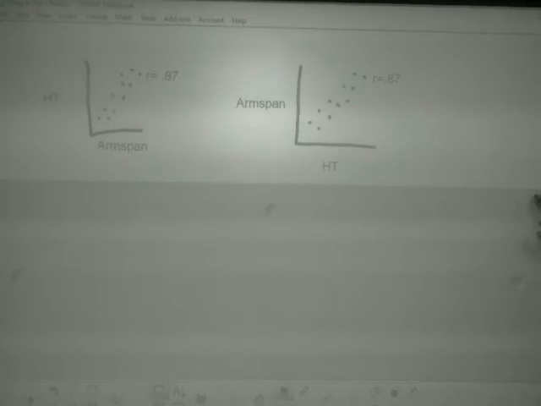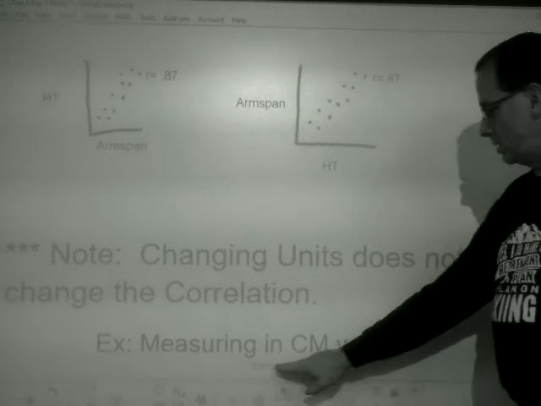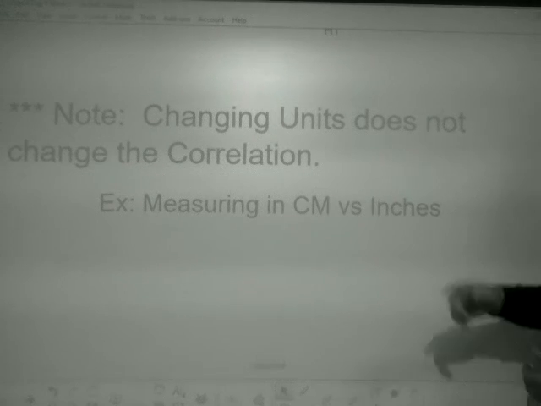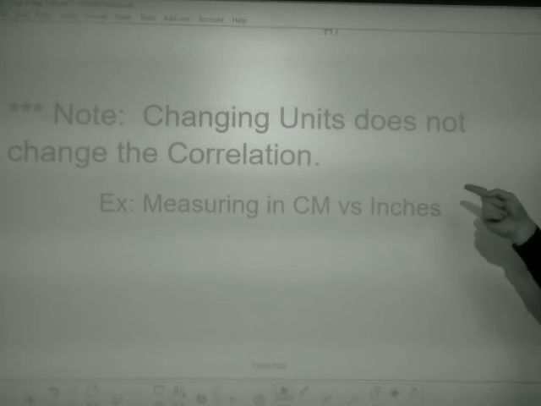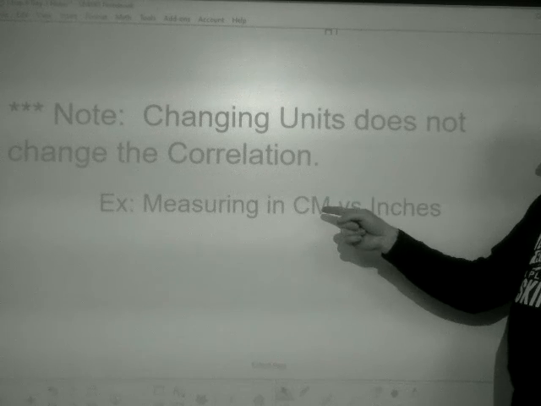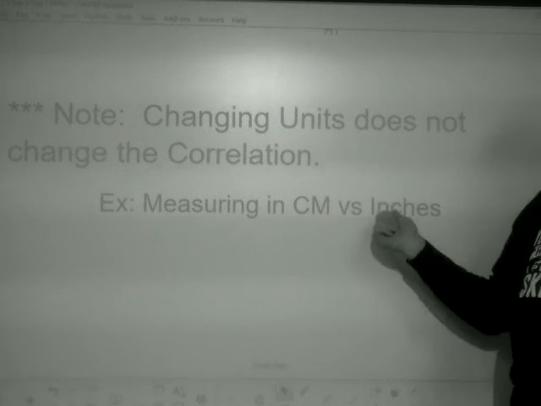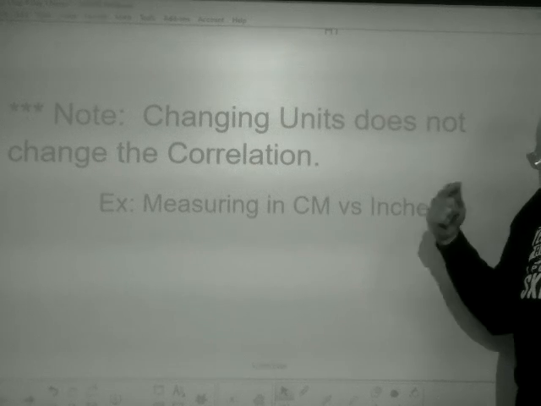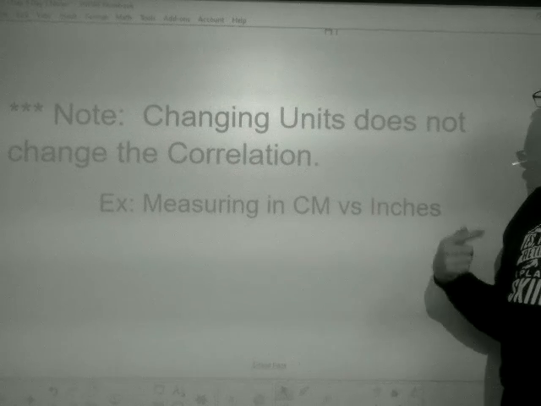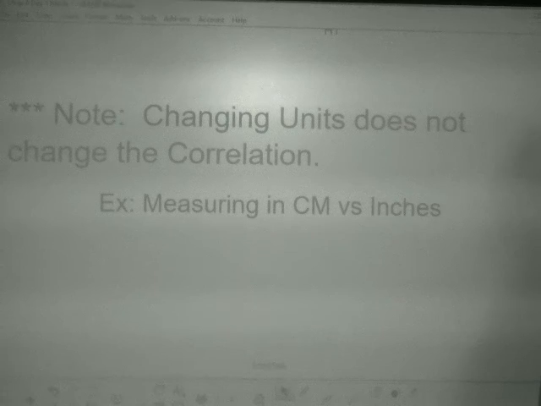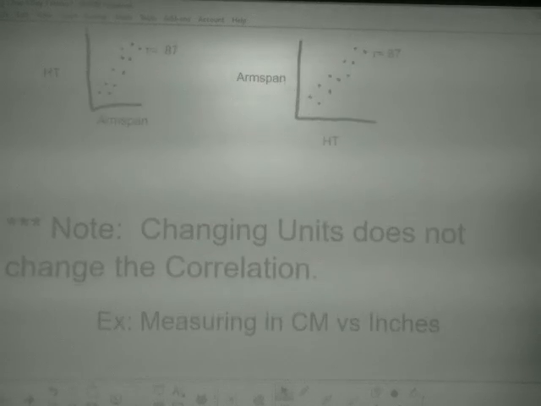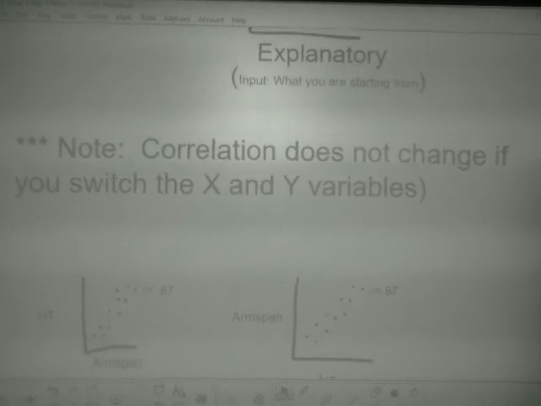And the other thing to note is if you change units, it does not change the correlation. In other words, I measured in centimeters or I measure in inches. It doesn't matter if I measure in centimeters or inches. The correlation, the relationship between those two variables will not change. And that is the basic information of correlation.